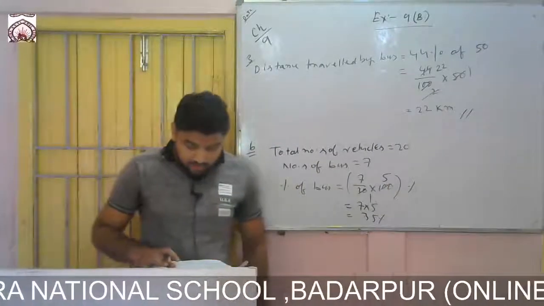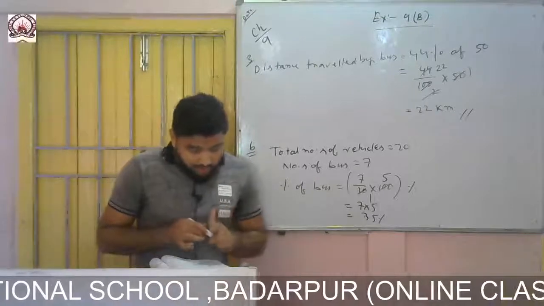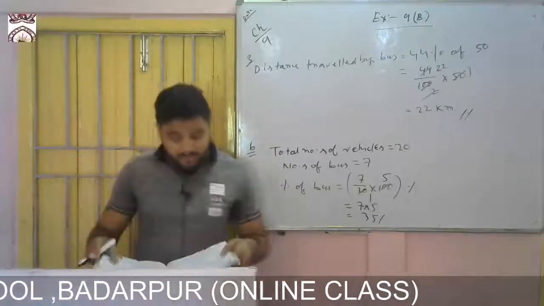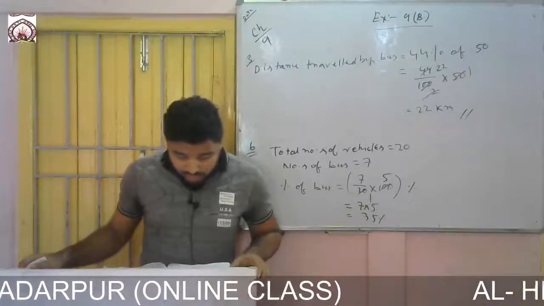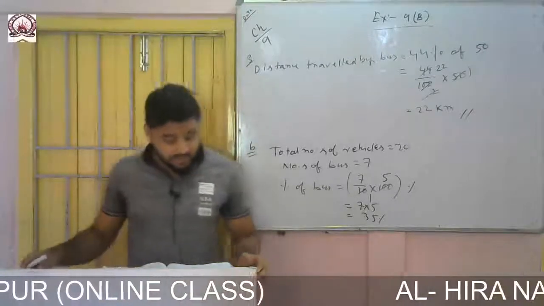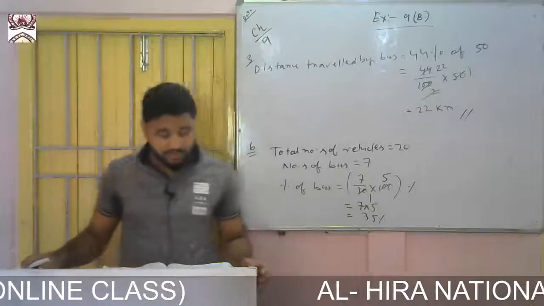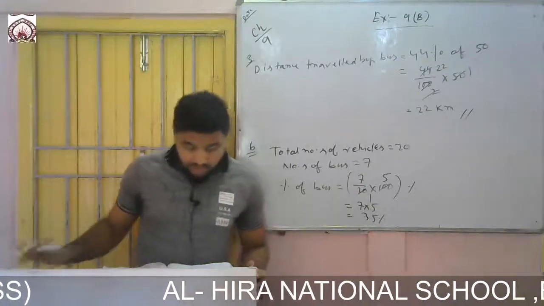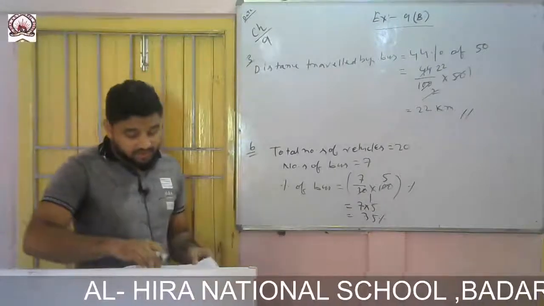Okay, so what is the next question? Out of 400 tickets sold at a tennis match, 144 were sold to senior citizens. What percent of the tickets were sold to senior citizens? That is what you have to find. And what percent were sold to the rest? So you see, it is very easy.